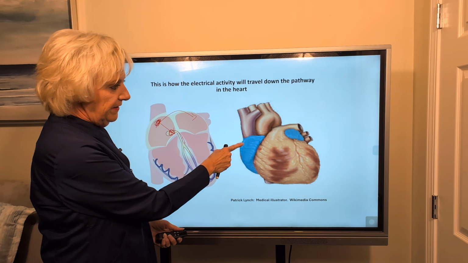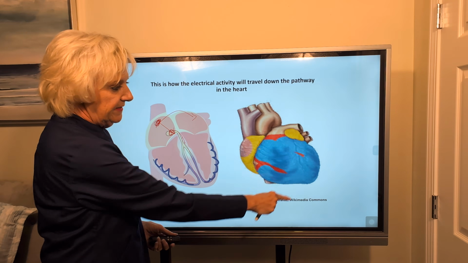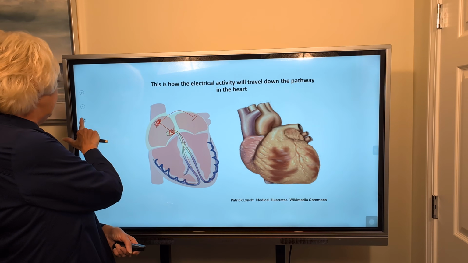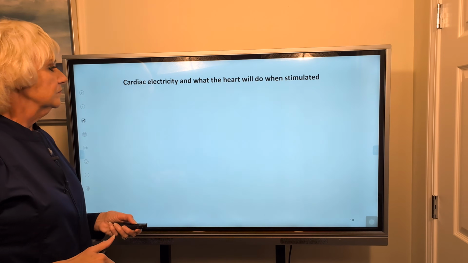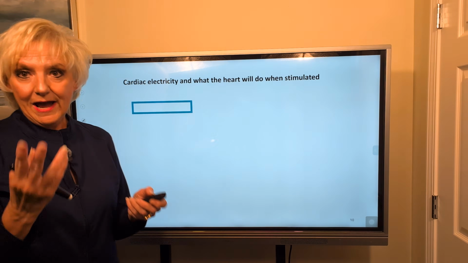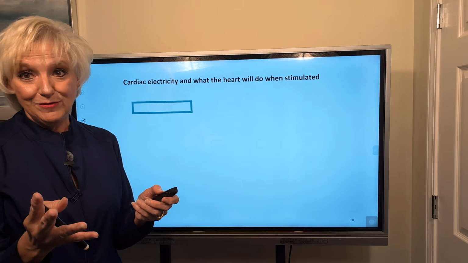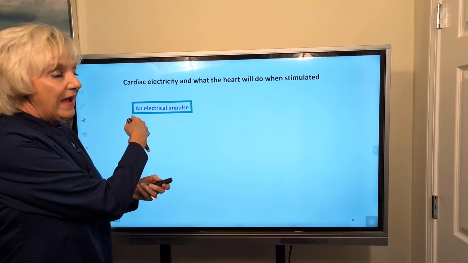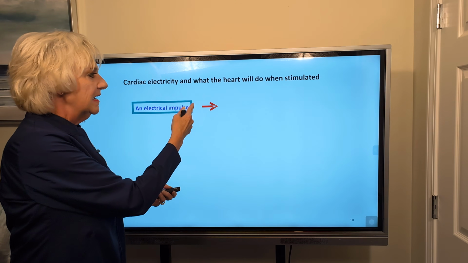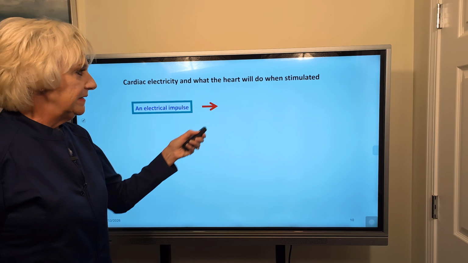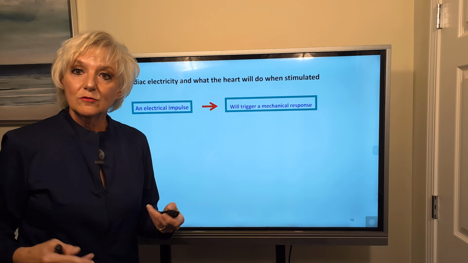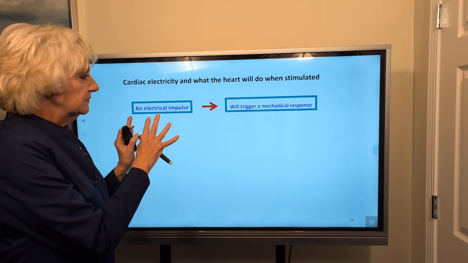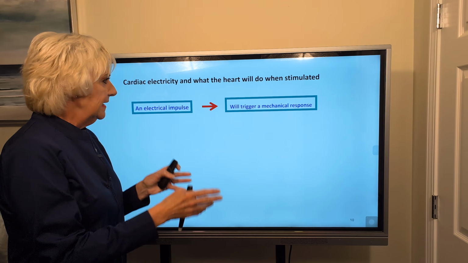The SA node generated, went over there, paused, and sent it on down. And that's what's going to make our heart beat. Now, what's going to happen? We have to know this for NCLEX. When you have an electrical impulse, something's going to happen. What? A mechanical response. And don't let that freak you out.